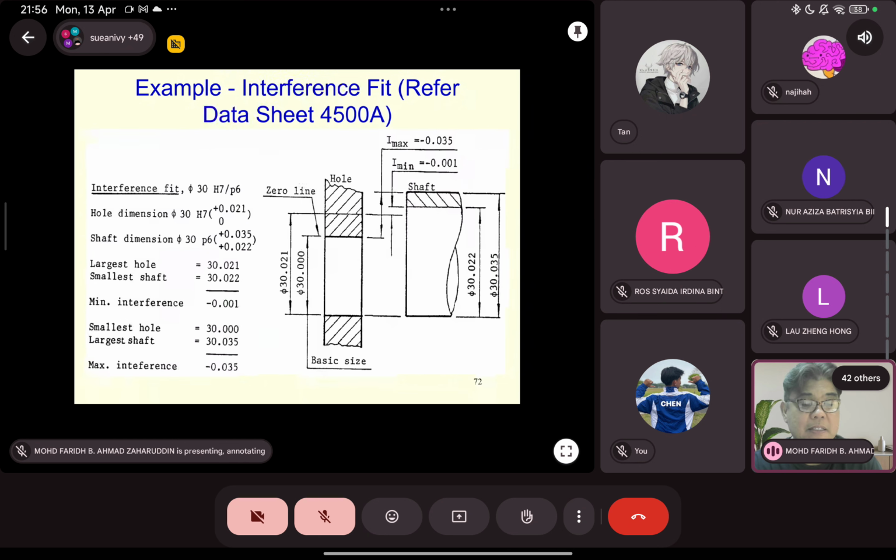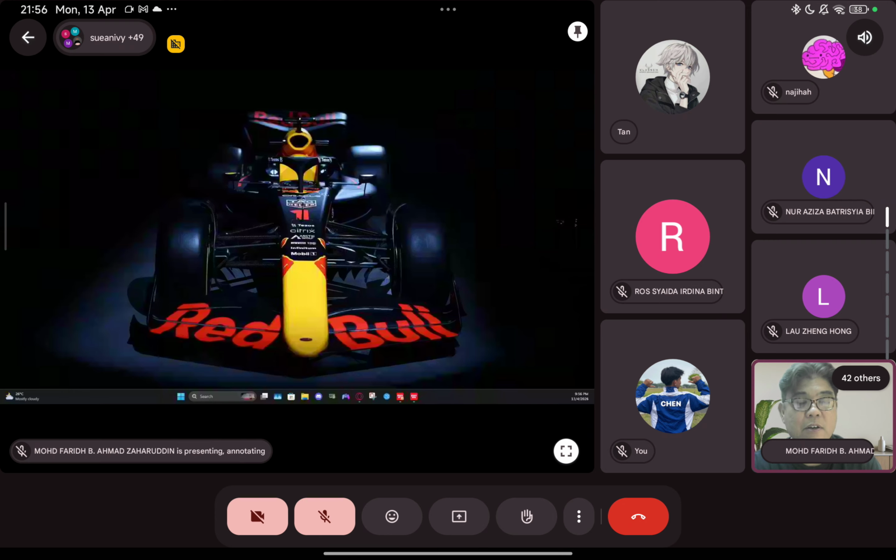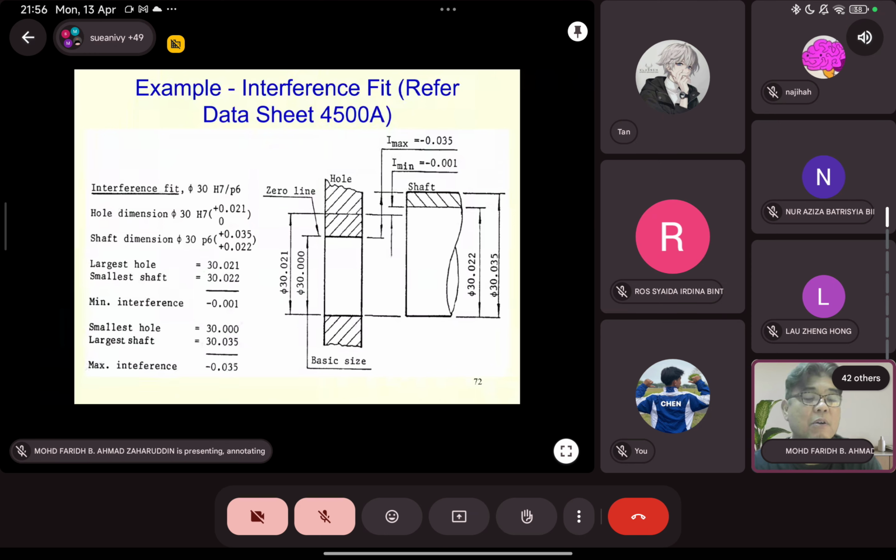Yang next ni interference. Tengok ni interference. Okay. Wan Amirul, Haziq, are you listening? Tak dengar. Wan, tak dengar Wan. It's okay. Dengar sini, Wan. Tengok ni. In this question is an interference fit.